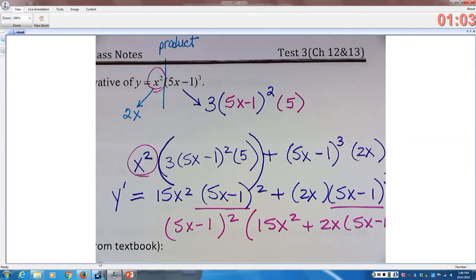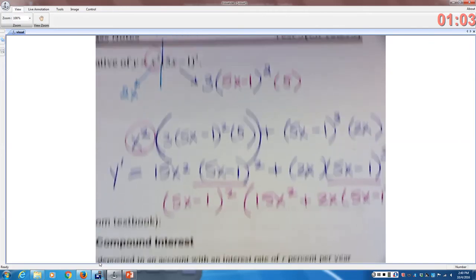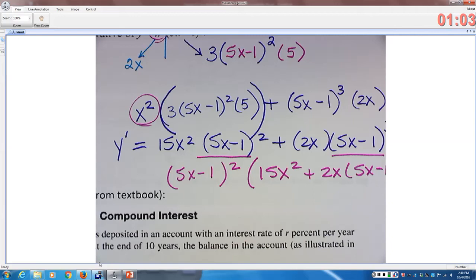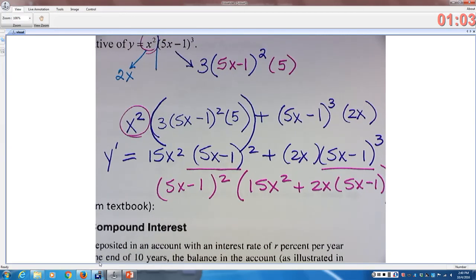Now, does anybody have any questions on this one? I don't think we want to get into applications today. I just wanted you to see a couple of chain rule problems and some product rule problems and practice. Go ahead and practice.